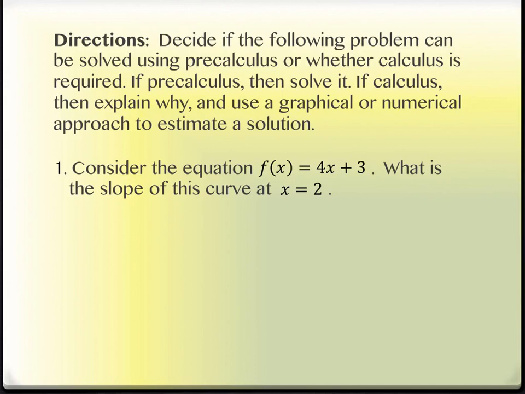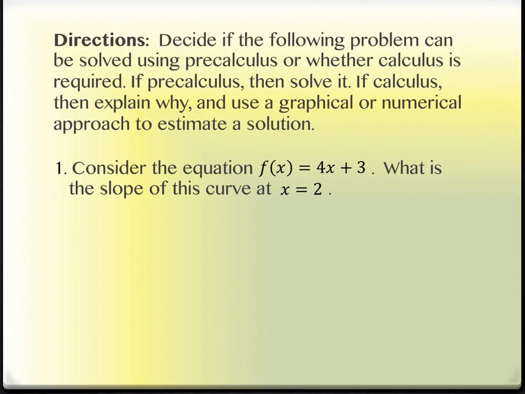We have an equation. It says, consider the equation f of x equals 4x plus 3. What is the slope of this curve at x equal to 2? So first, pre-calculus or calculus? Pre-calc. Why is it pre-calc? Say again? We can get the exact value. How come? What about this means that we for sure can do that? That's not why. We do have a value for x, but putting that value for x in is not necessarily what we're going to be doing in this problem.